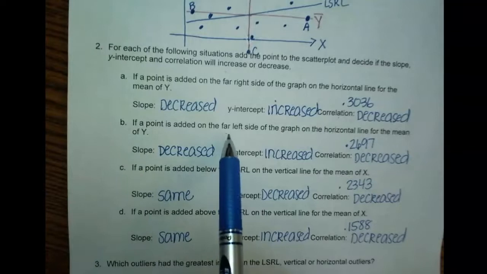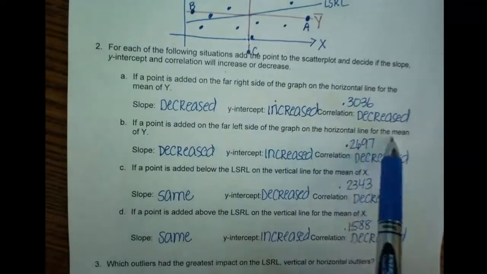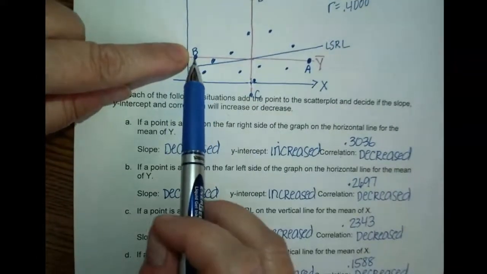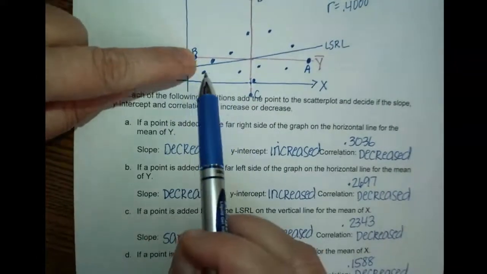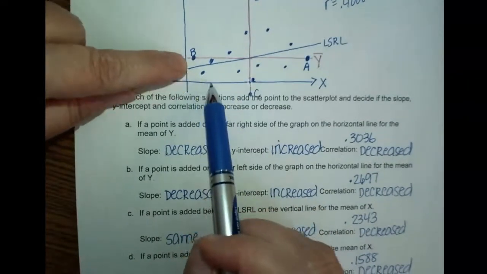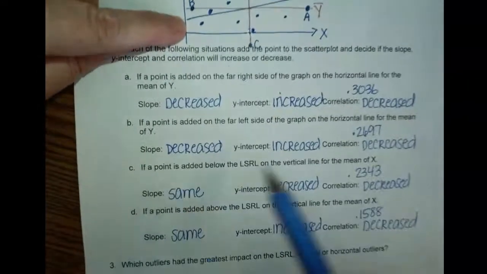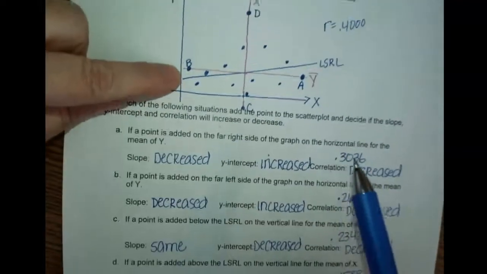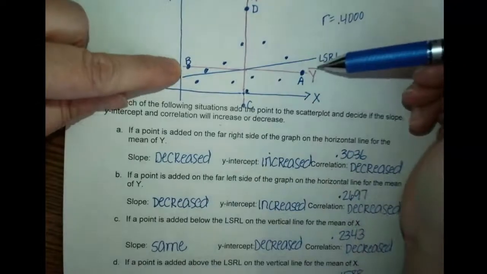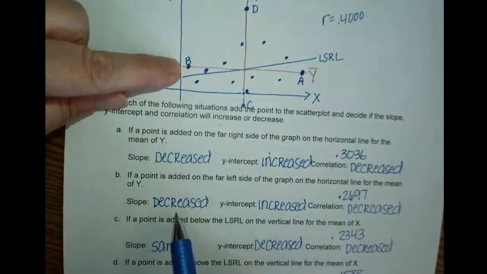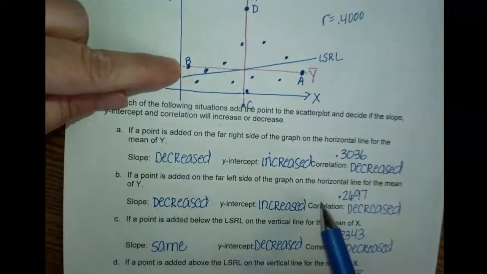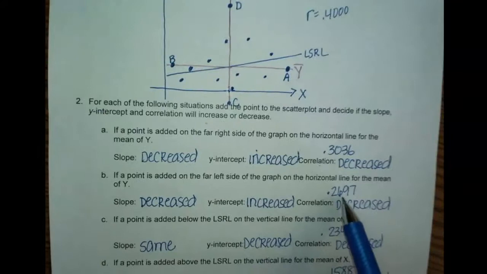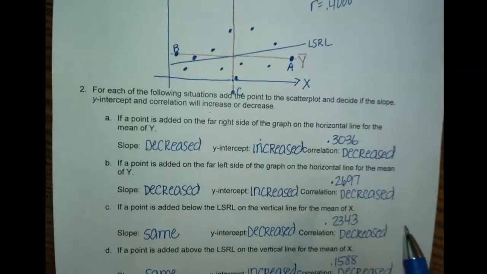So for B, a point is added on the far left side of the graph on the horizontal line for the mean of Y. So here on the left-hand side of the graph, I added my B dot. And when I did that, the Y-intercept got pulled towards the B dot. So the Y-intercept decreased. So when the left end of the line went up, that made the right end go down. So the slope of my line decreased. And my correlation coefficient, this was my correlation coefficient. Yours would be different, but it should have decreased also.